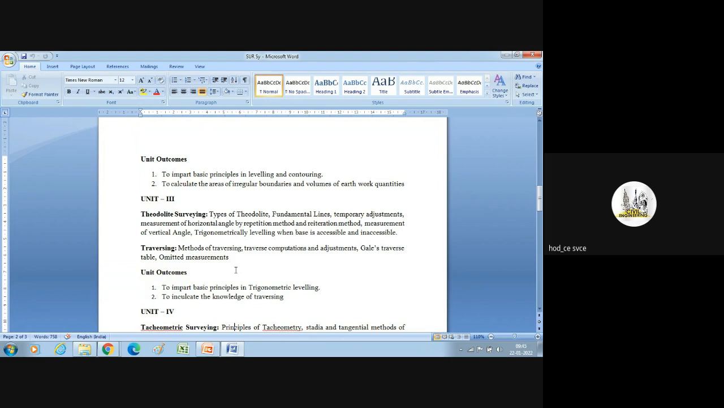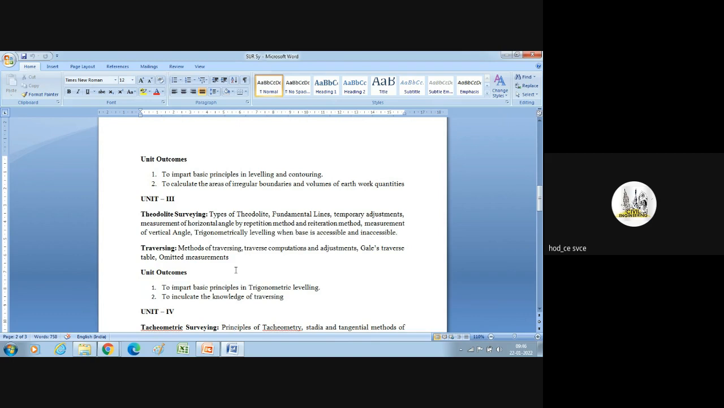And next coming to traversing, the methods of traversing. So here we have so many methods. Traverse means it may be visible from where we have placed the instrument station. From there itself, the neighboring points should be clearly visible. Next, traverse computation.